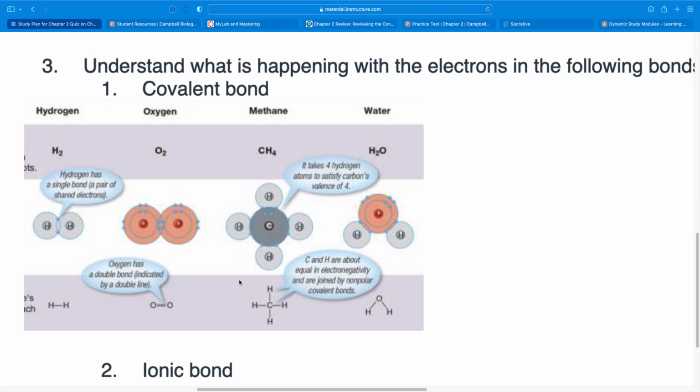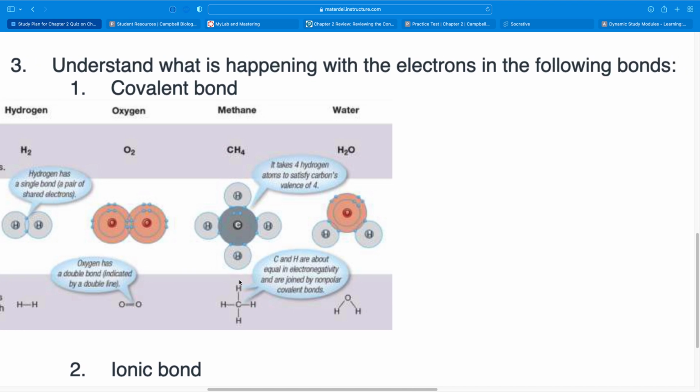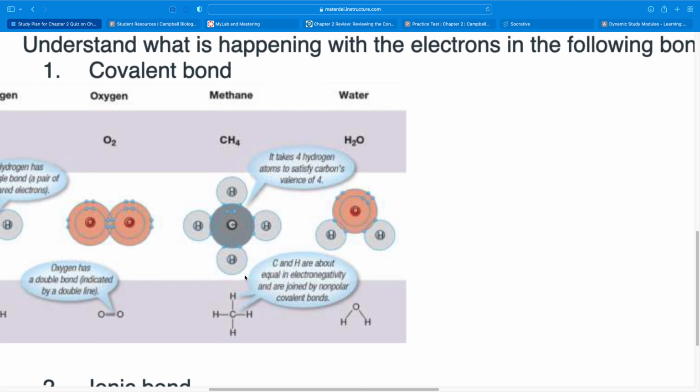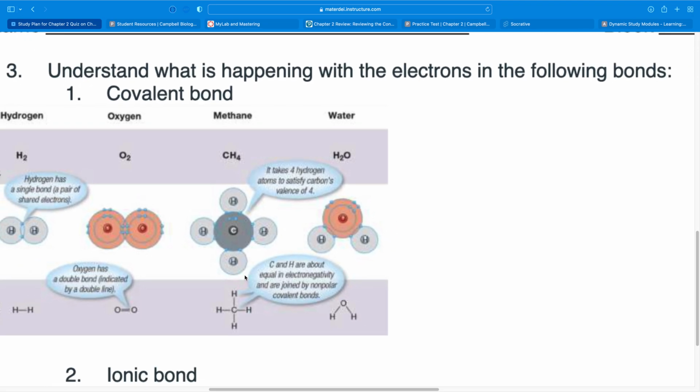There are 3 types of bonds between atoms. The main one is covalent bond, the second one ionic, and then the third one that we've already talked about with water, the hydrogen bonds. So in the space provided, explain what is happening in a covalent bond. And I gave you pictures of these. These are pictures from the textbook.